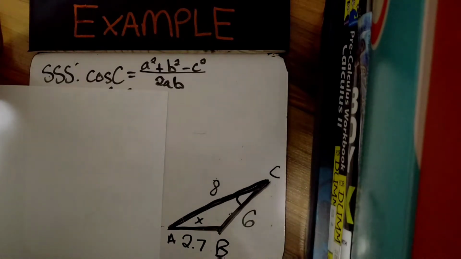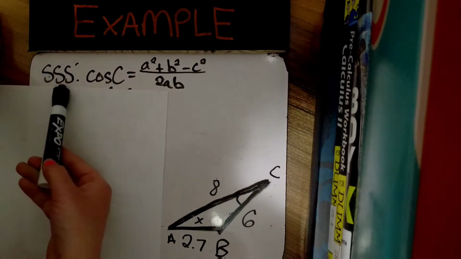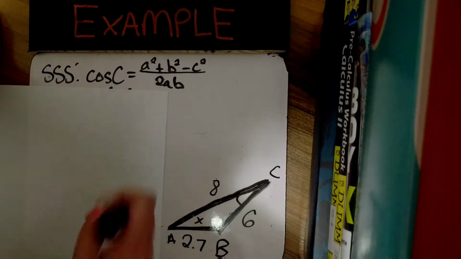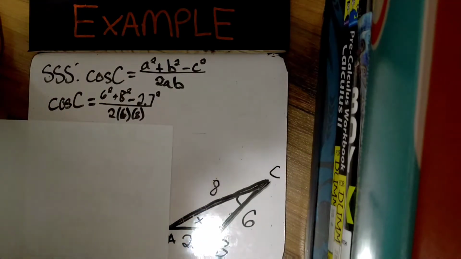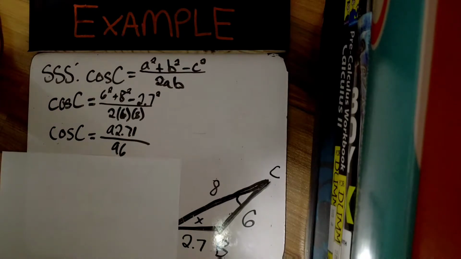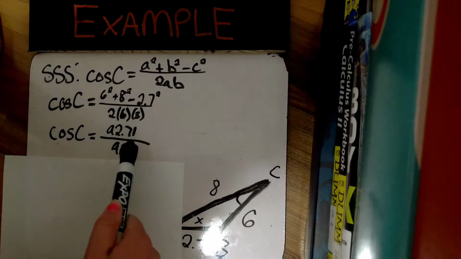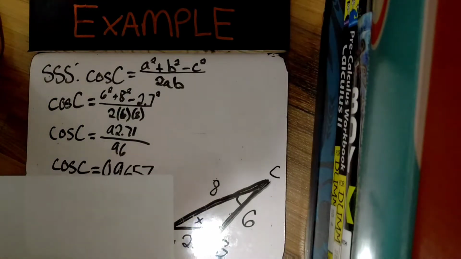This next problem has side lengths of 8, 6, and 2.7, and we are trying to find angle C right here. So this is a side, side, side, which gives us this rule that we follow. If we plug in our sides and angles, we get this. Solving for the numerator and then solving for the denominator, we get 92.71 over 96.